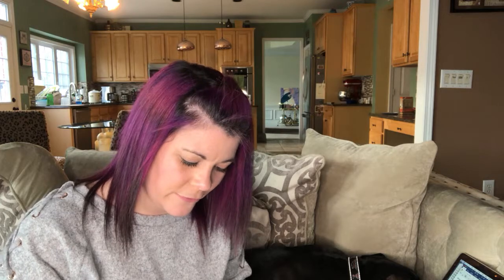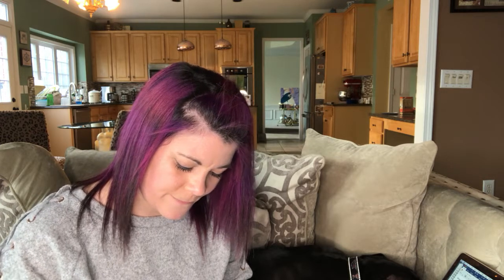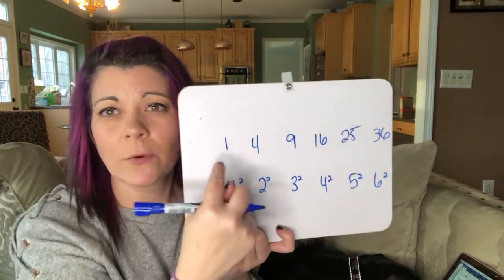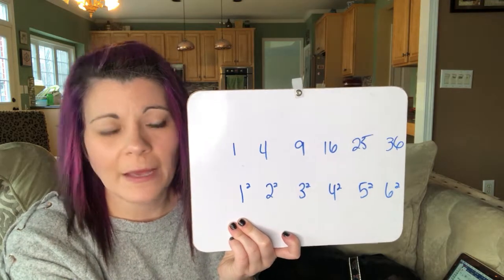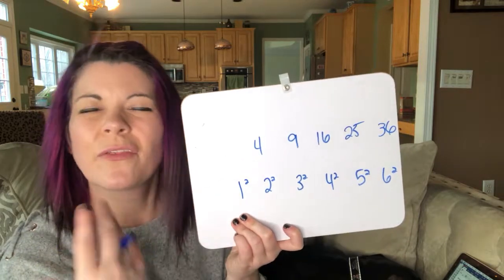So let's just start naming all the perfect squares. How you do that is just to go up and square each whole number. So 1 squared is 1. 2 squared is 4. 3 squared is 9. 4 squared is 16. 5 squared is 25. 6 squared is 36, and so on. So these are all perfect squares: 1, 4, 9, 16, 25, 36. Then 7 squared is 49, 8 squared is 64. Those are all perfect squares.